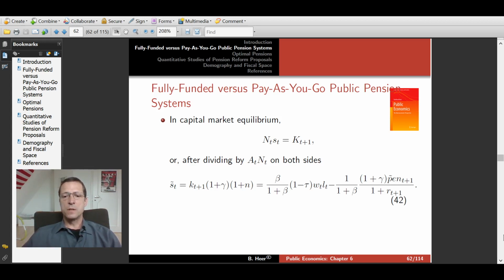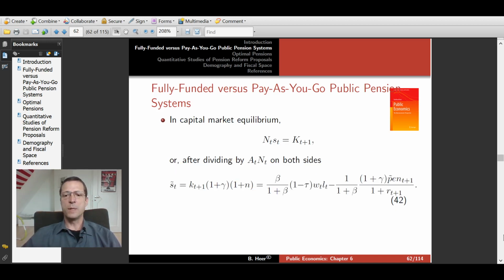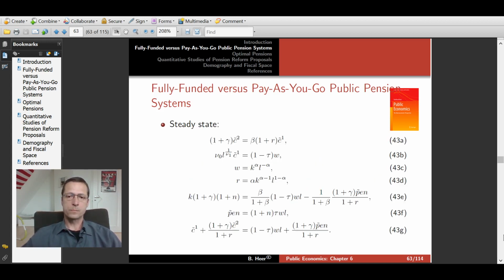Now this equation still contains the factor prices w_t, the stationary wage rate, and r_t+1, the interest rate in period t+1. And we can substitute from our factor prices 41a and b, our marginal products, into this equation, and then we again have derived an equation just in the variable k_t, which we can solve with the nonlinear equation solver.